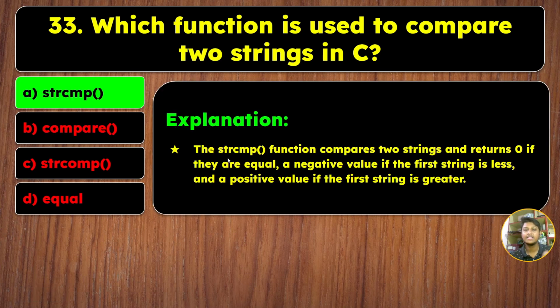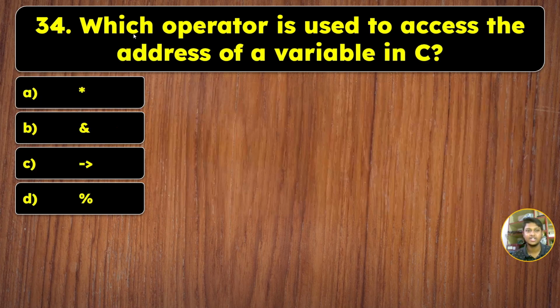As you can see, the strcmp function compares two strings and returns 0 if they are equal, a negative value if the first string is less, and a positive value if the first string is greater. So in order to compare two strings in C, you have to use which function? strcmp function. So now let's jump to our next question.